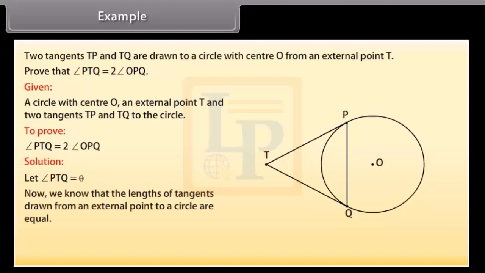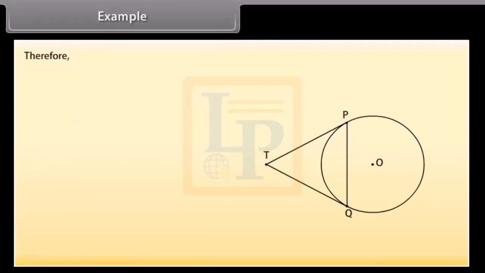Now from the theorem of tangents we know that the lengths of tangents drawn from an external point to a circle are equal. Therefore, TP is equal to TQ. So, TPQ is an isosceles triangle. Therefore, angle TPQ is equal to angle TQP, which equals 1 upon 2 into (180 degree minus theta), which is equal to 90 degree minus 1 upon 2 theta.